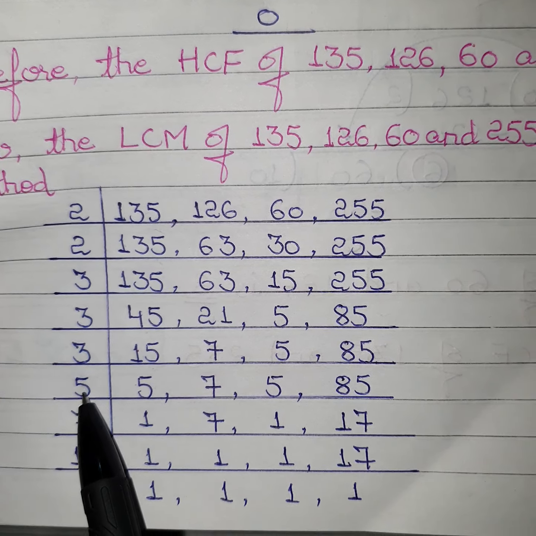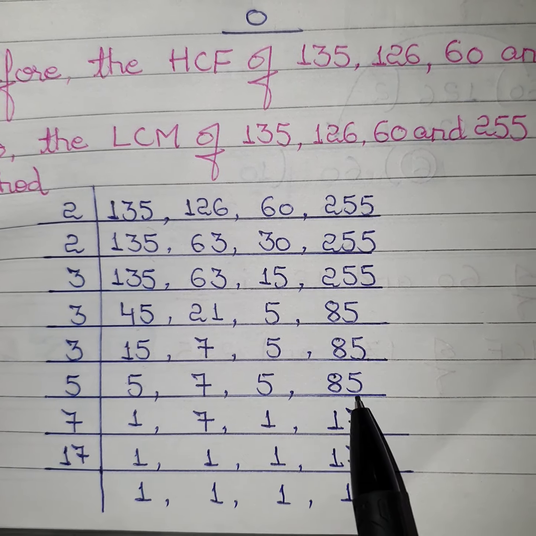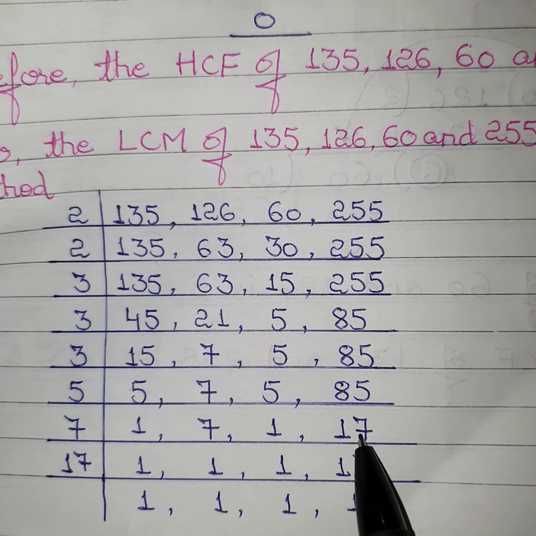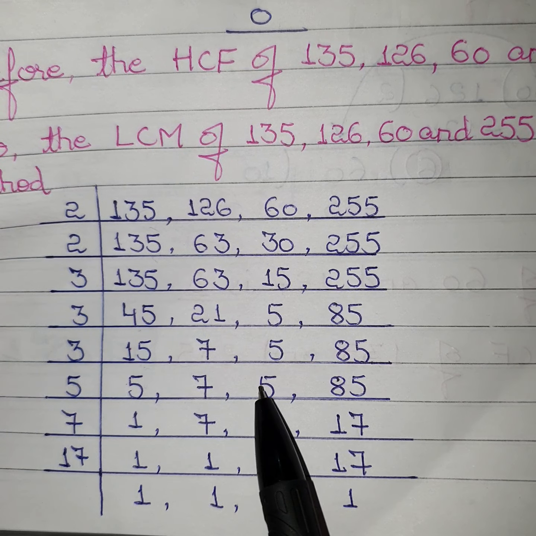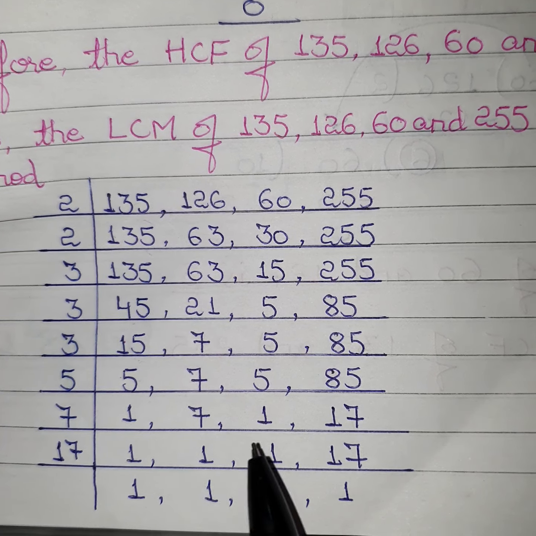Now we will do it by the table of 5. 5 1s are 5 and 5 1s are 5. 5 1s are 5. 3 carry over 35. 5 7s are 35. Okay. So the last, second last and first numbers are divisible by 5. So we have done it.